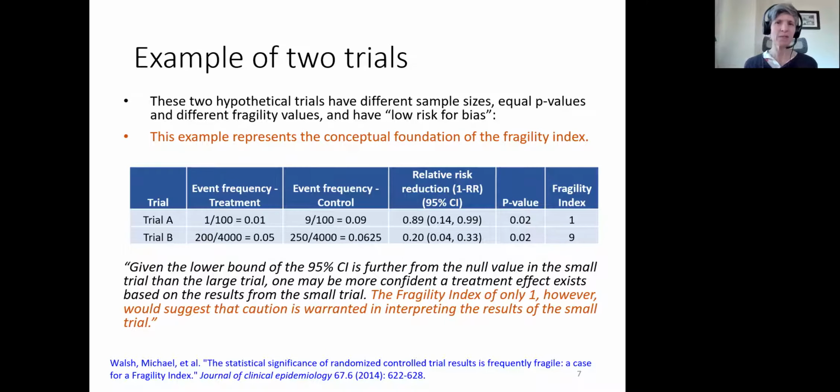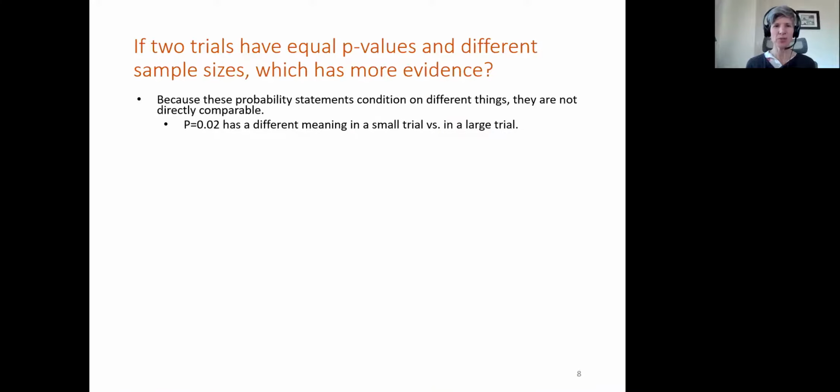So the probability statement defining the p-value conditions not only on the null hypothesis, but also on the sample size. Those 2 probability statements don't have the same meaning. P equals 0.02 has a different meaning in a small trial than in a large trial. So which trial has more evidence statistically?